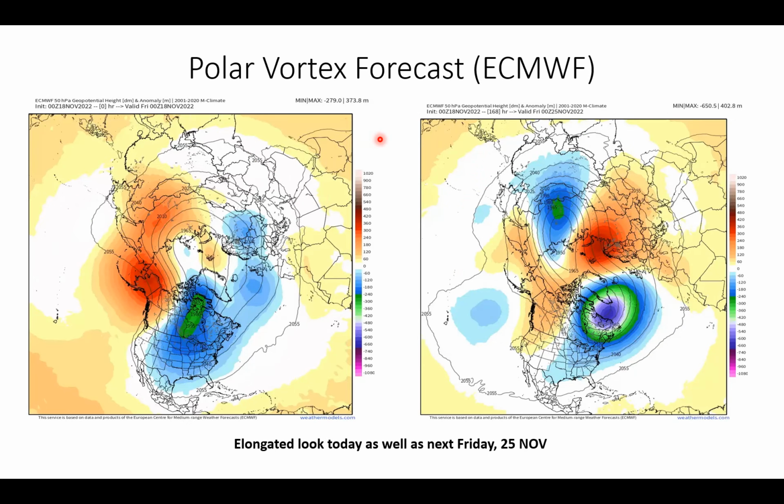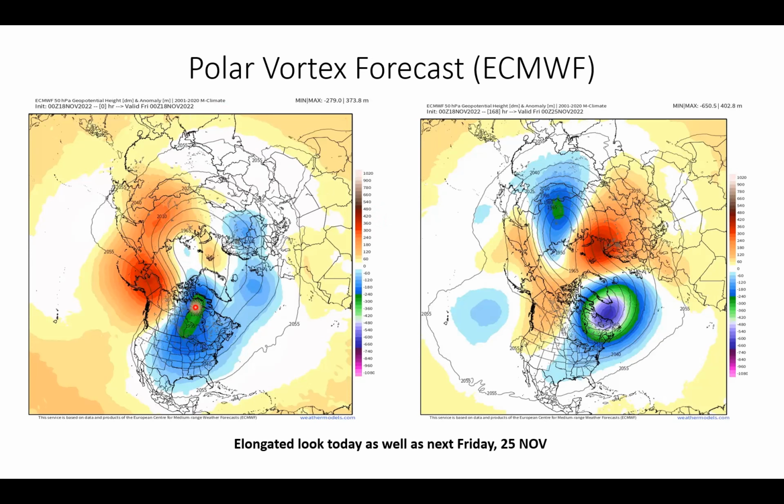Looking at the European polar vortex forecast, again, you see the stretched out nature. So instead of the white solid lines on the GFS, we have dark solid lines, which represent those height contours. And what we're looking at here is the geopotential height and the anomalies in meters. Whenever you see this orange coloring, that's indicative of higher than normal heights at the 50 hectopascal or 50 millibar level in the atmosphere.